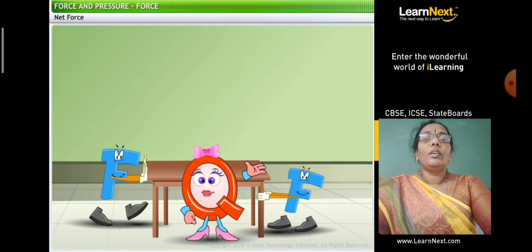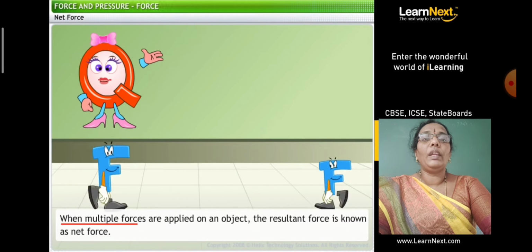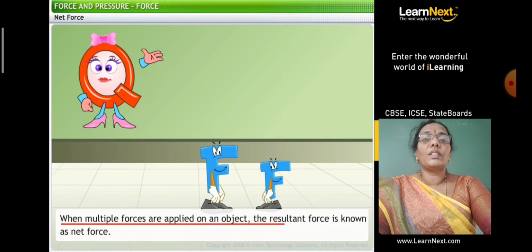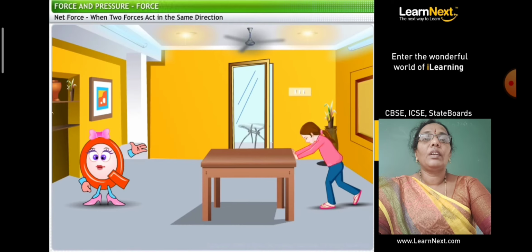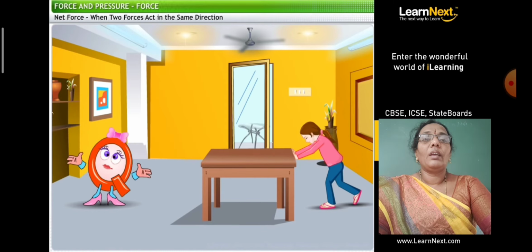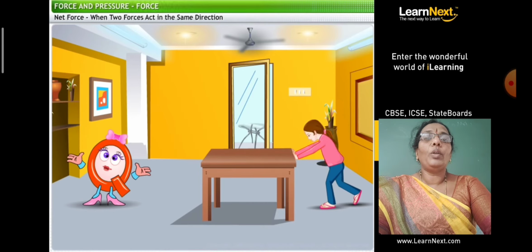Now you can see two persons applying force on a table. The net force acting on the table will be the resultant of the two forces. When multiple forces are applied on an object, the resultant force is called the net force. In this picture, you can see the girl is pushing the table in one direction, but she feels it is very heavy. So she asked her friend to support her.